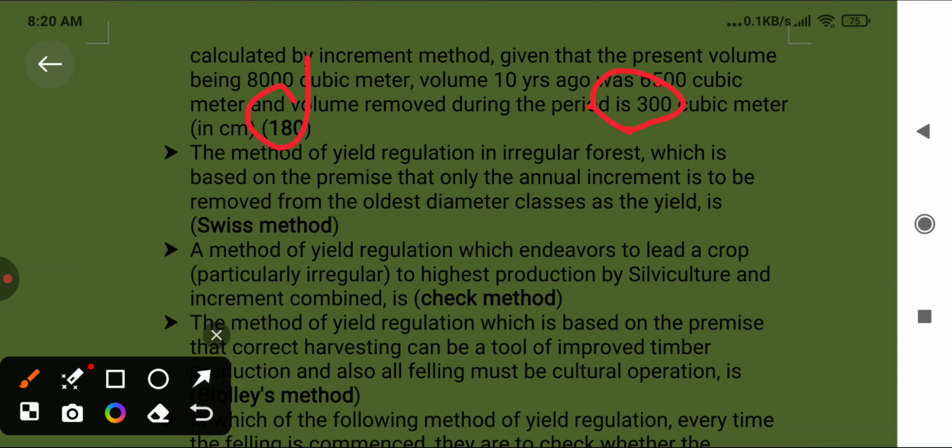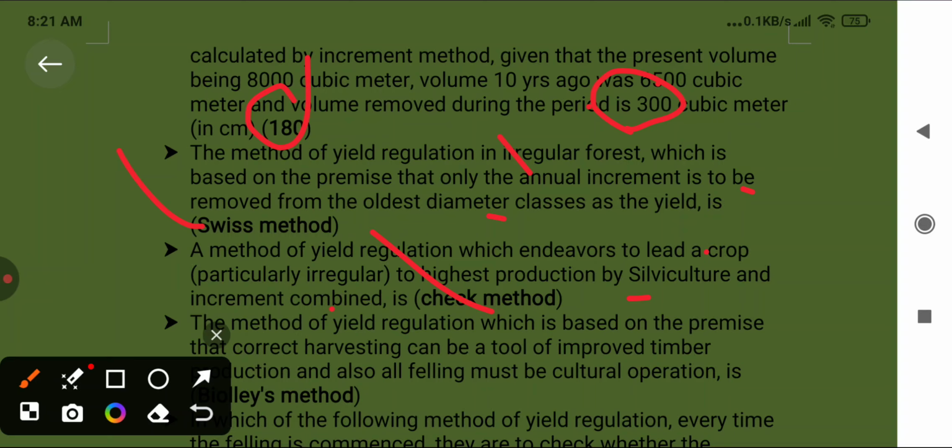The method of yield regulation in irregular forest which is based on the premise that only the annual increment is to be removed from the oldest diameter classes is Swiss method. A method of yield regulation which endeavors to lead a crop, particularly irregular, to highest production by silviculture and increment combined is check method.